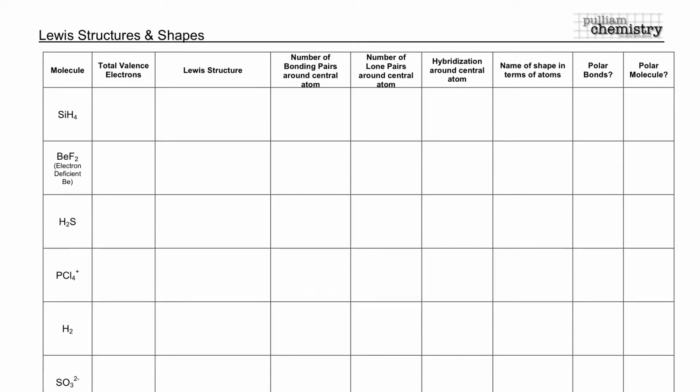So I wanted to address a few things based on some questions you guys have asked, specifically questions on, say, SiH4. And so we've got the Lewis structure here. All right, the total number of valence electrons, I'm going to skip over that for now, assuming that you are able to do that. So the number of bonding pairs, and again, I don't like the word pairs.